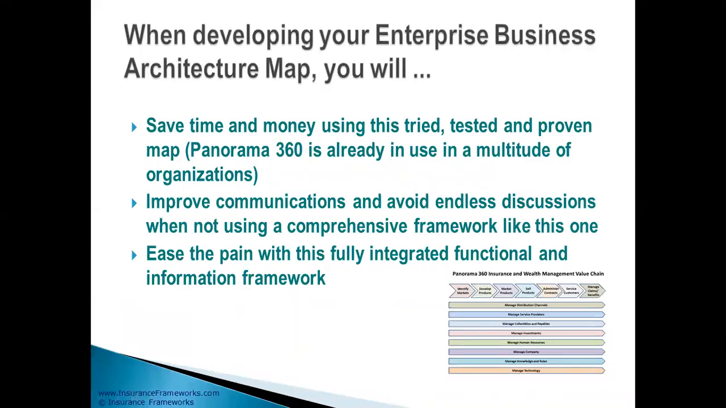Taking Panorama 360 as your enterprise business architecture map can save you a lot of time and money, using this tried, tested, and proven map that's already been in use in multiple organizations. Having your capability map can improve communication and avoid endless discussion when not using a comprehensive framework like this one. It can ease the pain with this fully integrated functional and information framework.